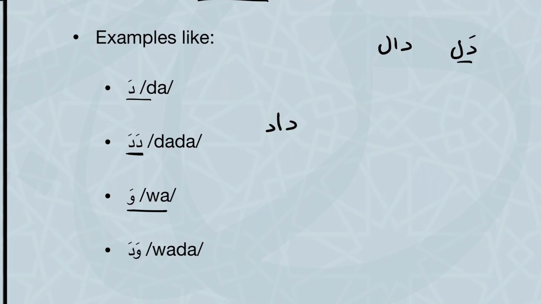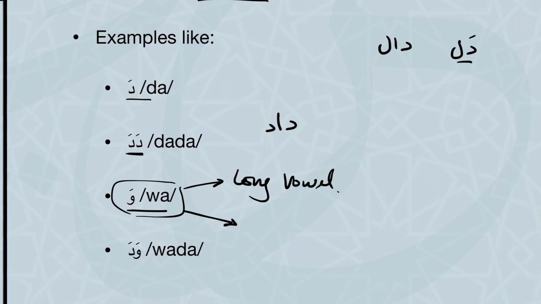So this is the letter waw. Remember when I told you it can be a long vowel, or indicate a long vowel, basically? Here is a proof that it's a consonant. Because if it was a long vowel, how would it accept another vowel? There's a fatha on it. And how would I pronounce it? Wa, wa, wa.